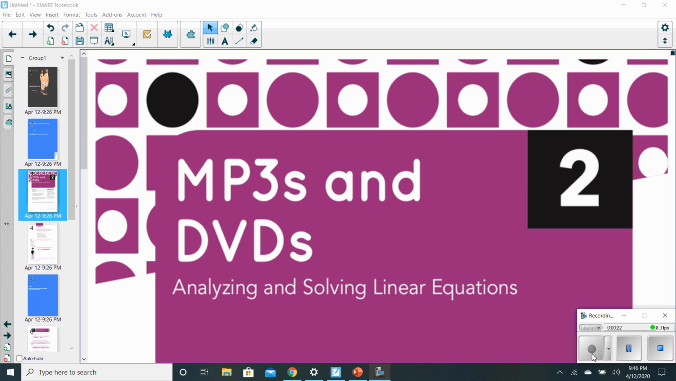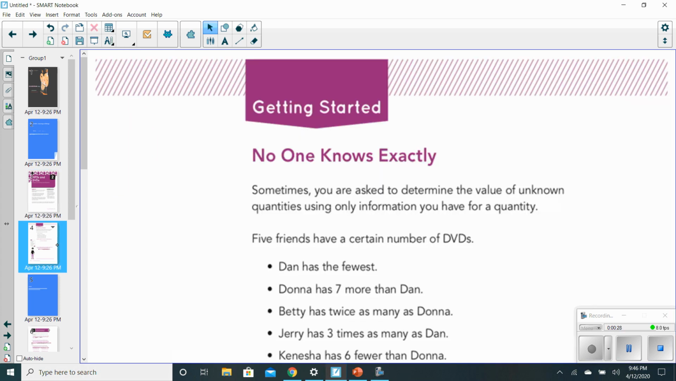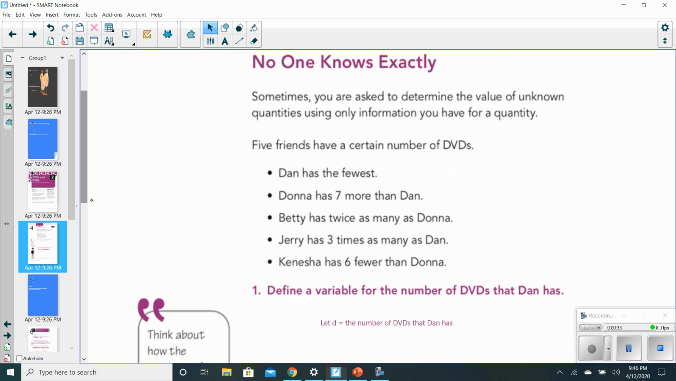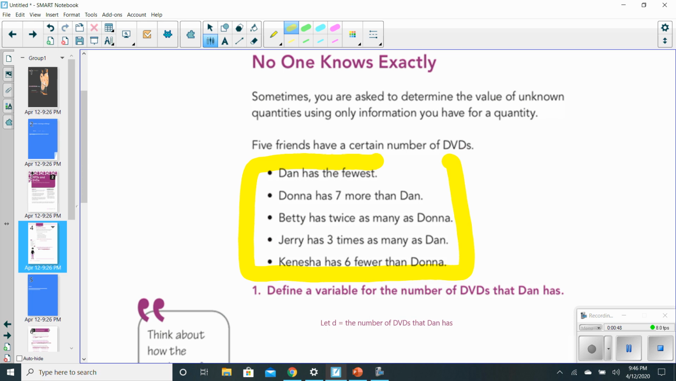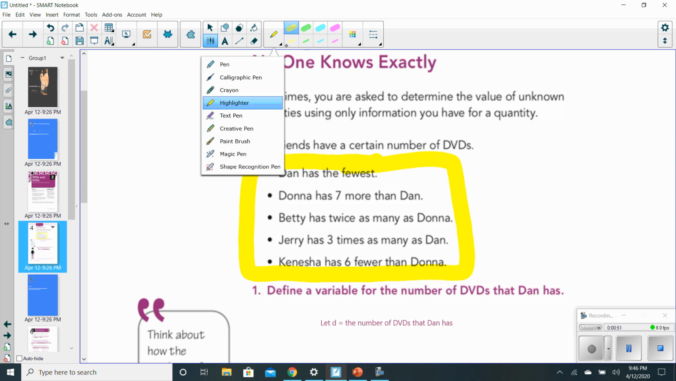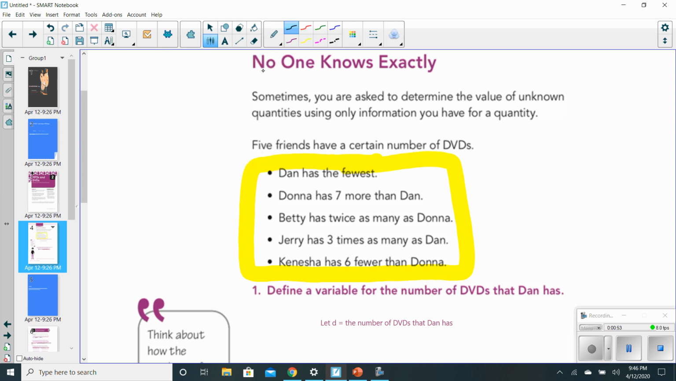So last week we talked about strategically solving equations, and this week we're going to be talking about analyzing and solving linear equations. So we're going to look first at the getting started. This is actually going to be very important. You're going to want to make sure that you have all of this open and that you have it at least written down or that you can refer back to it. It's very important because we are actually going to be using all of this information right here to answer not only the getting started, but also to be able to answer the questions for all of activity 2.1.